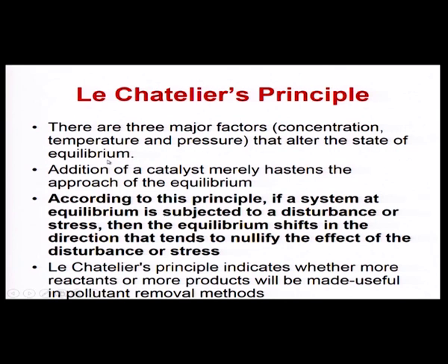In a particular chemical reaction, if you change any one of these, that is, the pressure or concentration of the reactants, or the temperature, then we can alter the state of the equilibrium. Addition of a catalyst merely hastens the approach to equilibrium. It will not alter it; it helps in attaining equilibrium faster, that is the role of the catalyst. But temperature, pressure and concentration can alter the equilibrium.